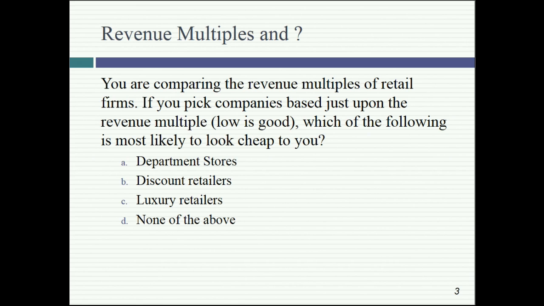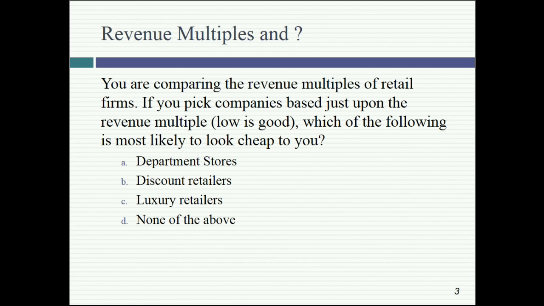Which of these groups of companies is most likely to look cheap to you? It's not cheap, but it's going to look cheap in terms of trading at low multiples of revenues. Department stores, discount retailers, luxury retailers, or none of the above? And why? The question I'm asking is, what drives EV to the revenue multiple?